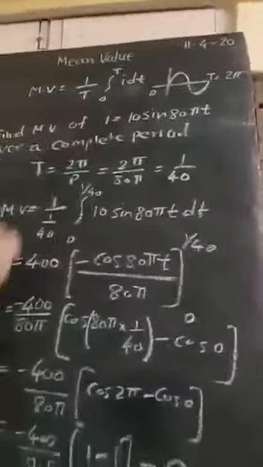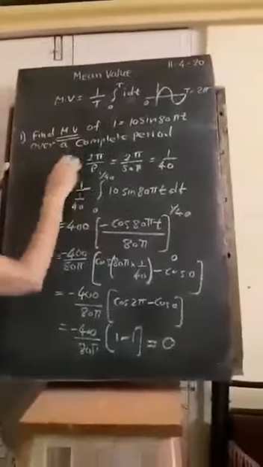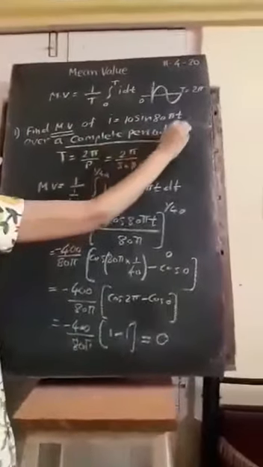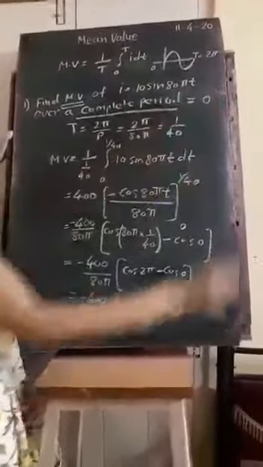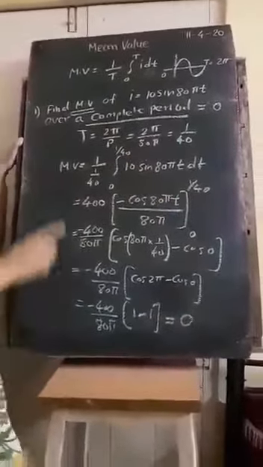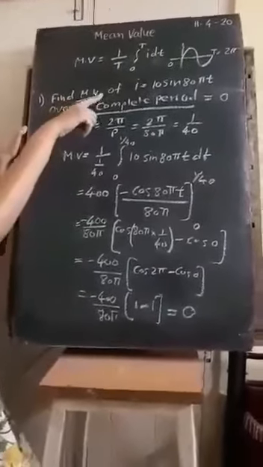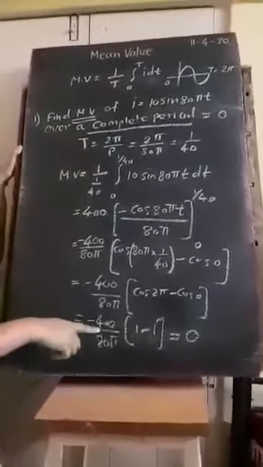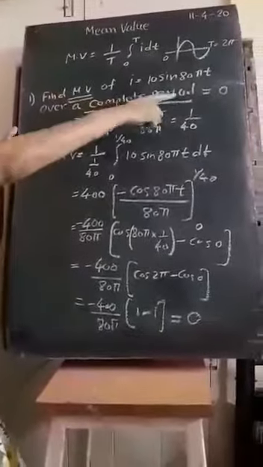So always remember, the answer of mean value over a complete period will always be 0, but you cannot say directly that it is 0. You have to show all the steps, but you have to remember this thing.